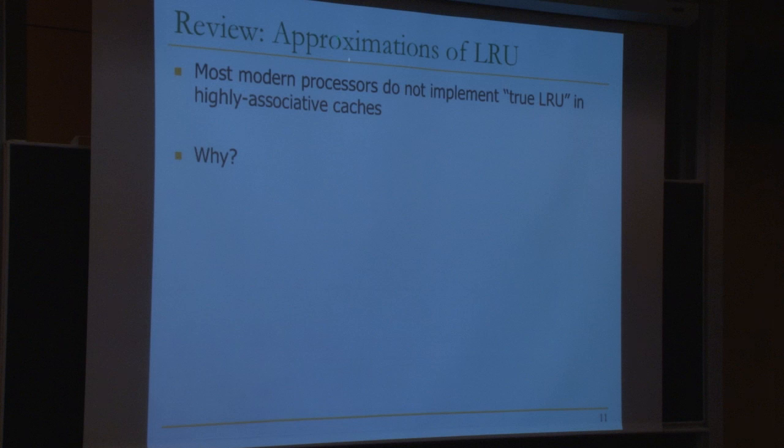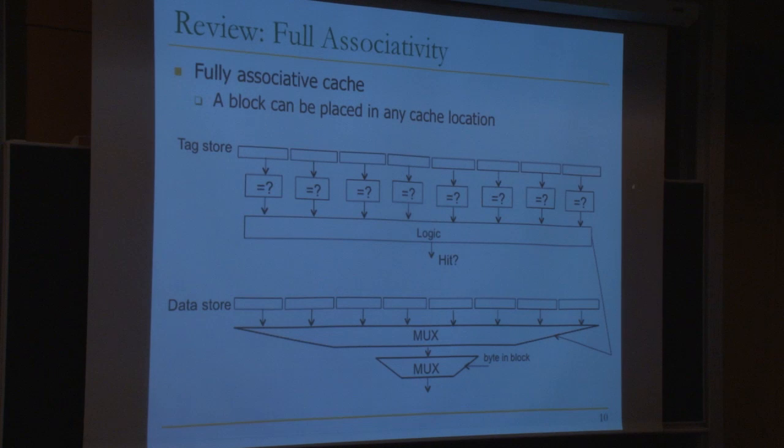Last time we talked about approximations of LRU. Whenever you have associativity, when you try to put a new block into a set and the set is full, which means the set already hosts multiple other blocks, you need to replace something. The replacement policy determines your performance in a set associative cache. That's not a problem in a direct map cache. You have only one block to replace.